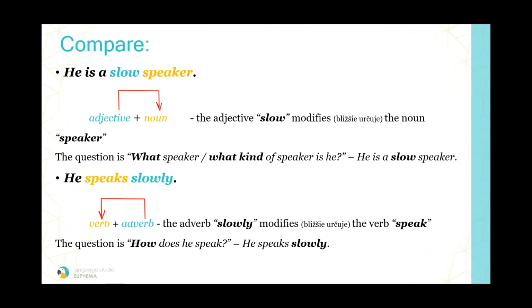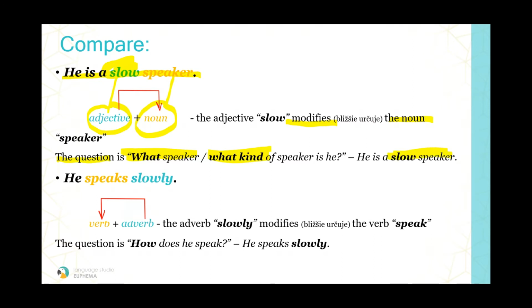Here I've put two sentences to compare. In the first sentence, he is a slow speaker. We have an adjective, slow, and a noun, speaker. So the adjective slow modifies the noun speaker. Okay? So the question is, what speaker or what kind of speaker is he? He is a slow speaker.